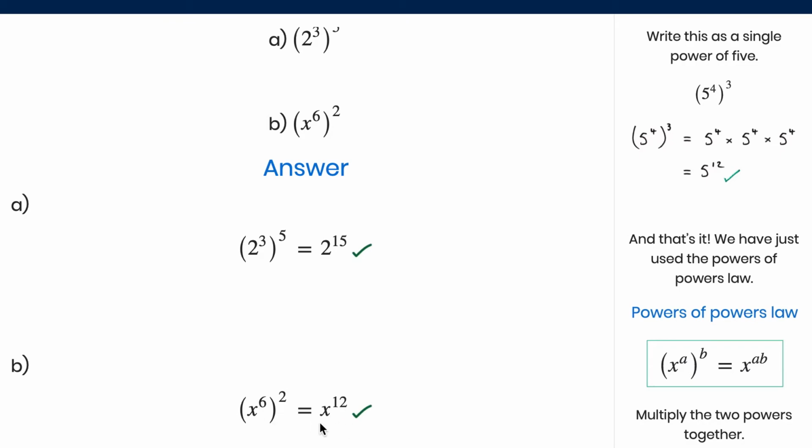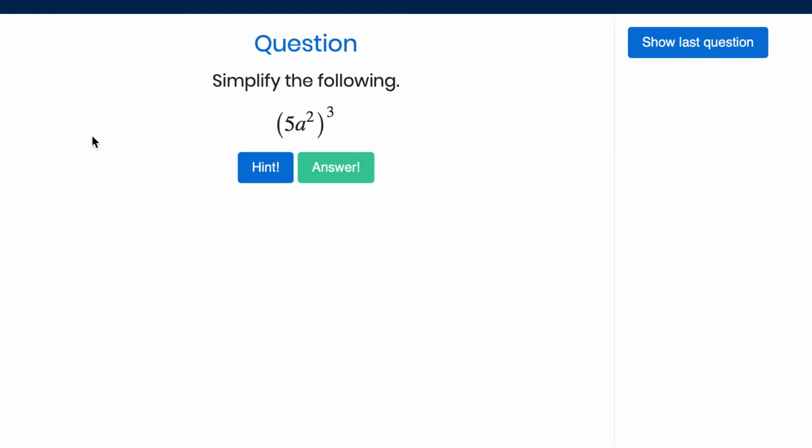Okay, now for the bonus question, let's add some numbers. Simplify 5a squared all to the power of 3. Now be careful here, lots of people actually get this wrong. Pause the video and have a go. As a hint, both parts are inside the brackets.